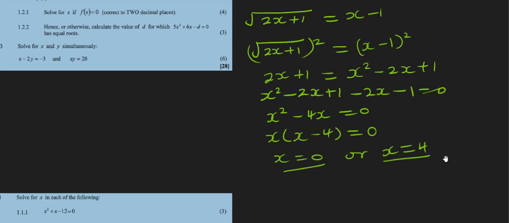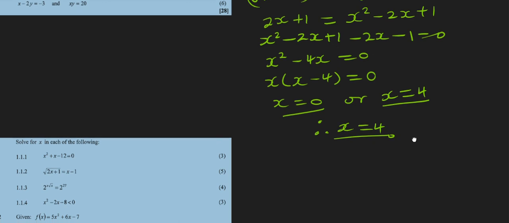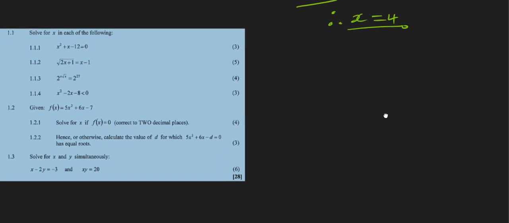Let's go for x equals 4. If you say your x is 4 and substitute it here, we get a 9 under the radical sign, and then we get 3. If you substitute x as 4 and subtract 1, we get a 3. Therefore, our only solution is x equals 4. And then from here, let's go to the following question.